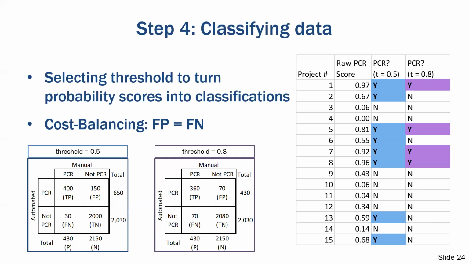With our end answer, our estimate of how many of these projects are PCR from the machine learning algorithm being 430 on the right, which actually ends up in this case being the right answer. So we chose our threshold by setting an equal cost to false positives and negatives, and then seeking to balance those costs against each other.